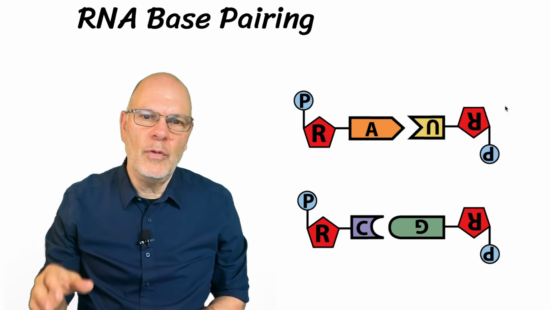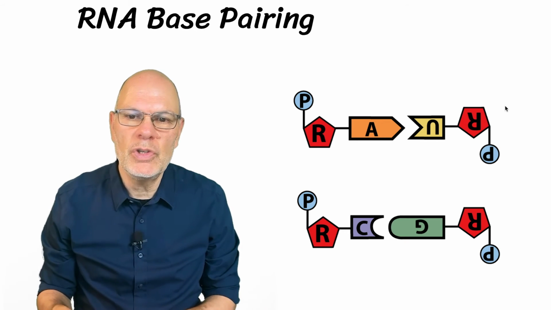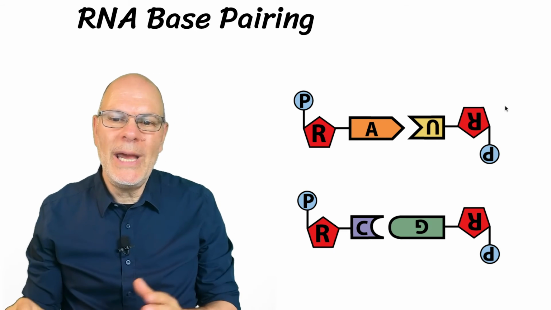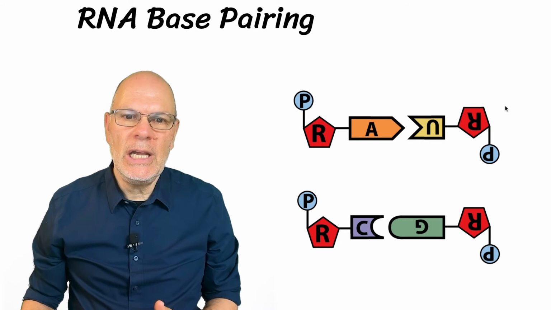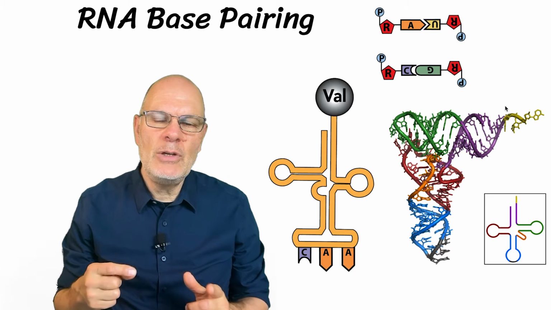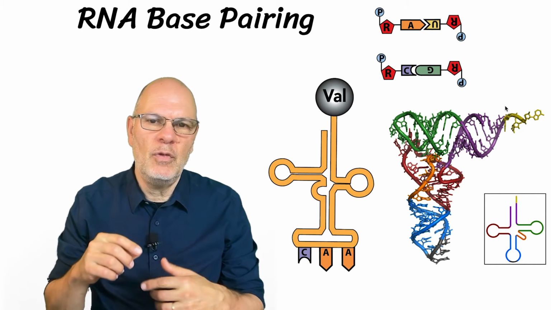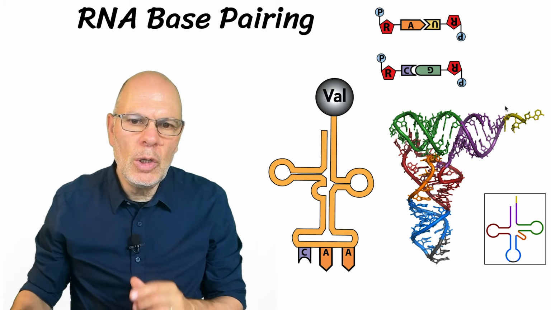RNA also can form base pairs, even though it's not a double helix, and the base pairing rules are A bonds with U and C bonds with G. Now, why is that important? Because RNA can form hydrogen bonds within different parts of a single strand, forming loops and curls and things like that.